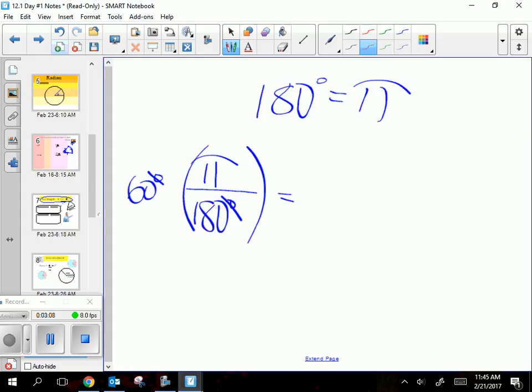Okay, would you agree that 180 is the same as 60 times 3? You with me on that? And therefore the 60s can cancel and the degrees can cancel, and therefore it's just pi over 3. Raise your hand if you have that one right. Now, what is that? It's about 1, right? It's a smidgen over 1 because pi is actually 3.14. So 3.14 divided by 3 is a little bit more than 1. So what did we just figure out? 60 degrees would be a little more than 1 radian. Remember how radians were actually like 57 degrees? So it makes sense.